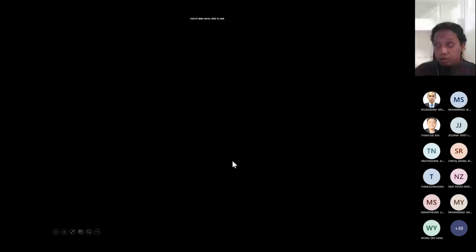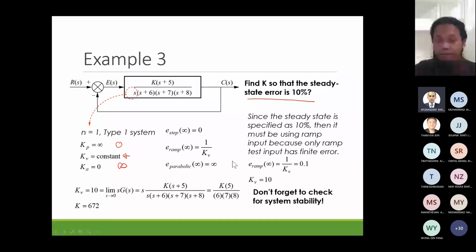Betul. Yep. Find k so that the steady state error is 10%, itu question ke ataupun... Question je. Oh, question ingat. Oh, bukan notes lah. Okay. Bukan. Find k that steady state error is 10% lah. Okay.